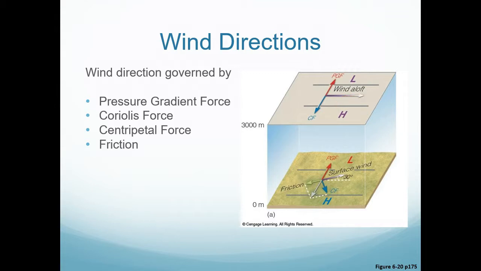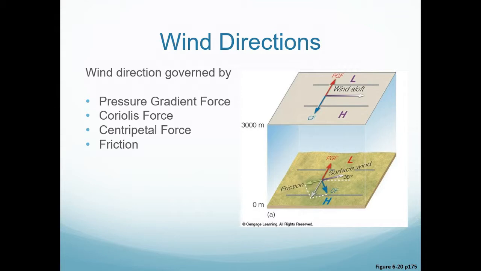The third force we don't need to hit on very much right here. It is centripetal force. You can look back at Chapter 6 for more on that. The fourth force is friction. Basically what friction will do is slow down the wind and it will weaken the Coriolis force. As such, the balance of wind will actually be about 30 degrees from being parallel to the isobars.